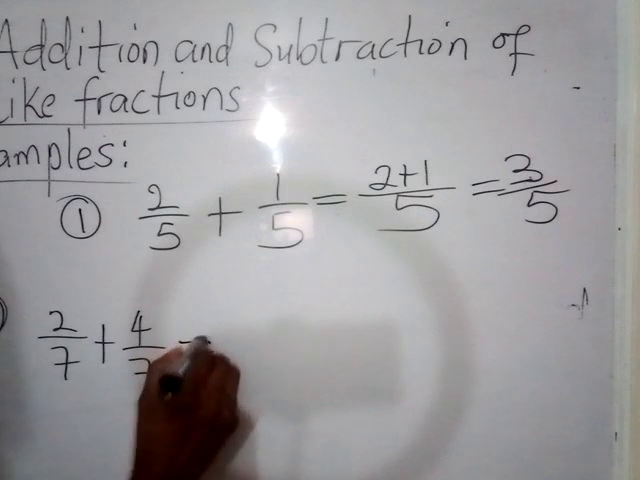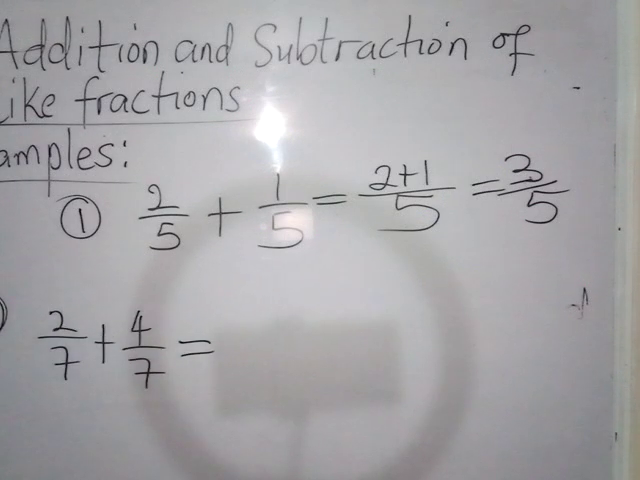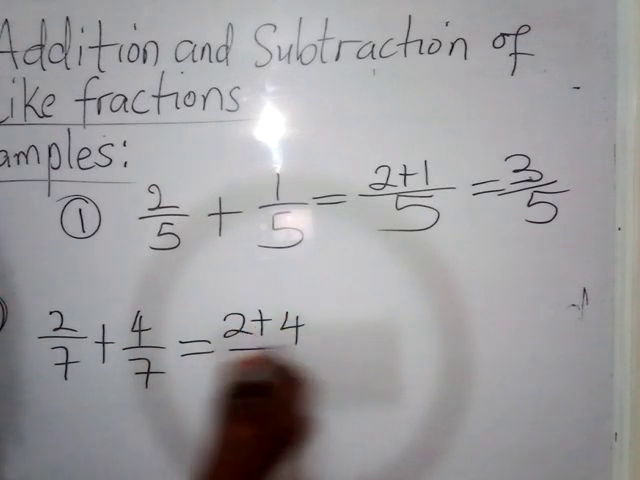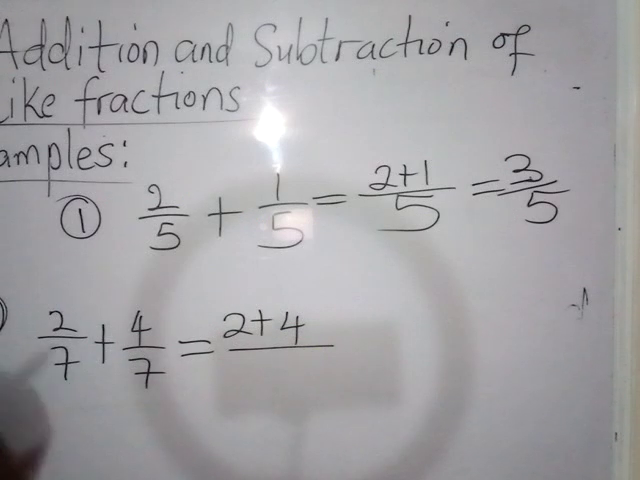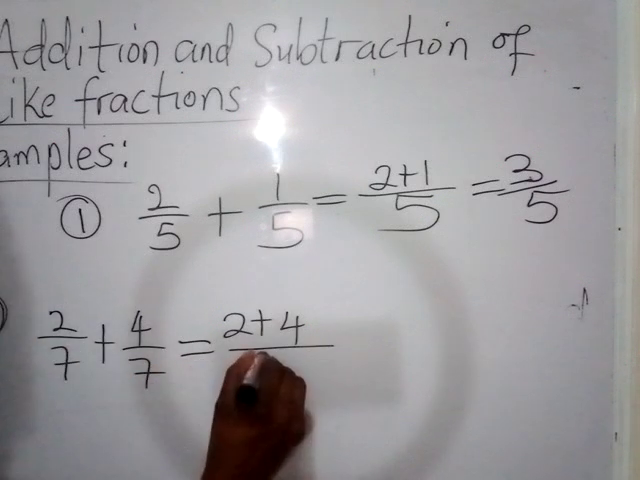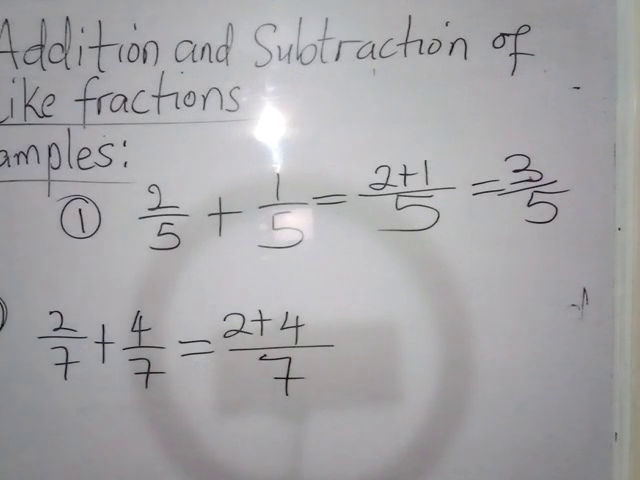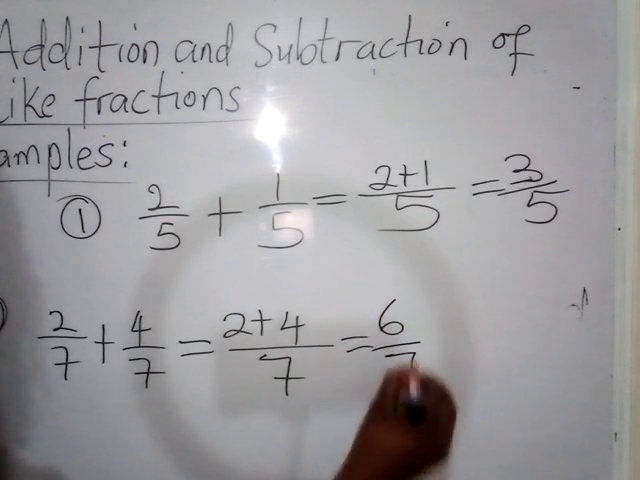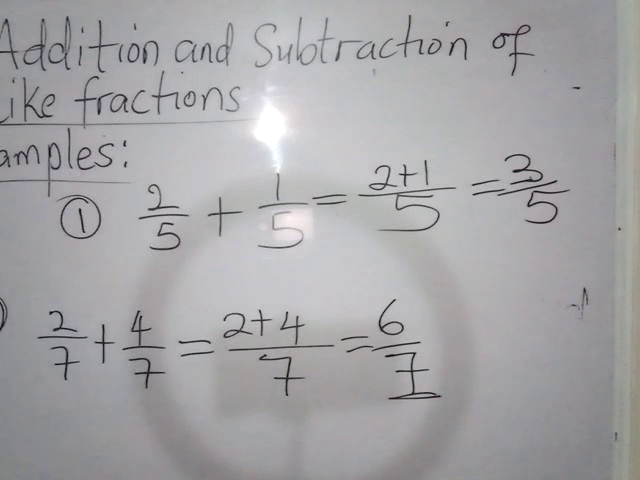What do we do? You only add the numerators. So 2 and 4 are the numerators. You have 2 plus 4 over the denominator. The denominators of the two fractions are 7. So you're not going to say 7 plus 7. You just pick the 7 and you write it out. So now you have 2 plus 4 is 6, and the denominator is 7. So when you add 2 7ths plus 4 7ths, your answer is 6 7ths. 2 out of 7 plus 4 out of 7 gives you 6 out of 7. Simply add the numerators, and that is all.